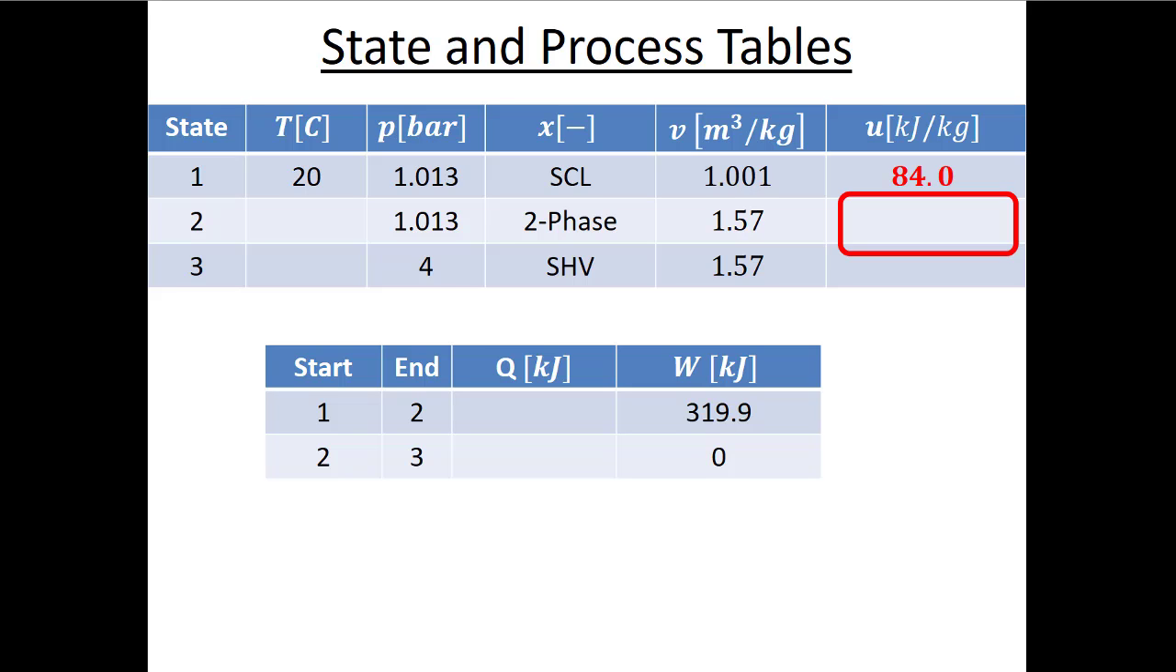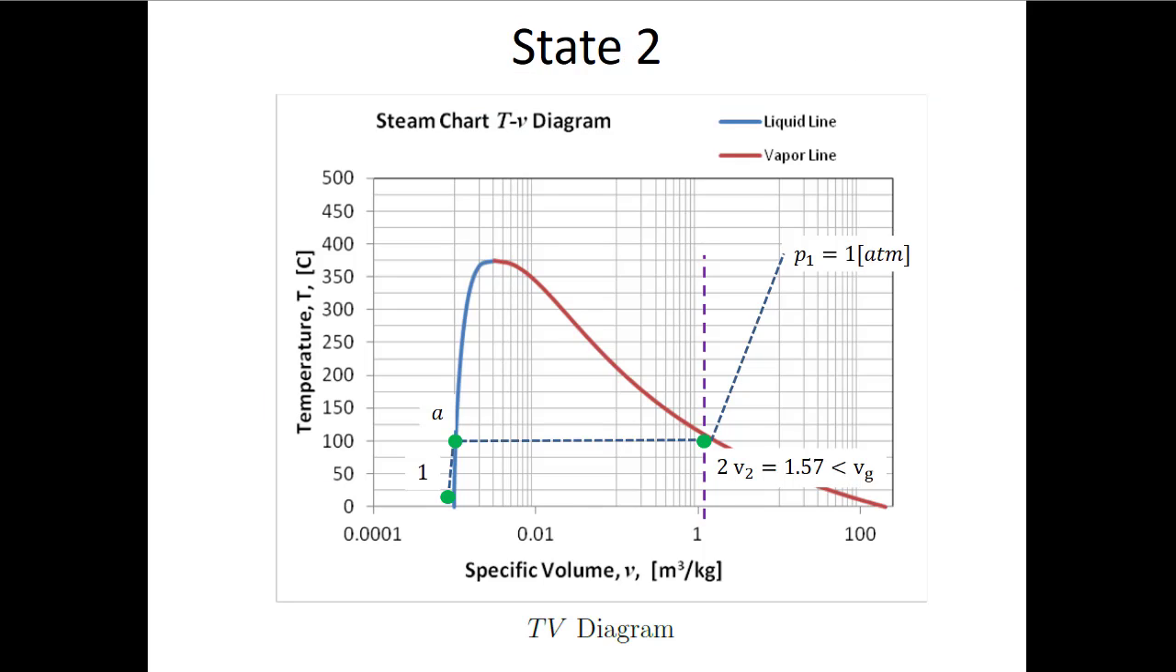So I've fixed one of my three states. That's pretty good. Now I'm going to move to state 2. This is a two-phase mixture, so I know there'll have to be some quality. I don't know what the quality is. It seems to me like it's probably pretty close to that red line, the saturated vapor line, when I was drawing my TV and PV diagrams, but I'm not exactly sure, right? So let's figure this out.